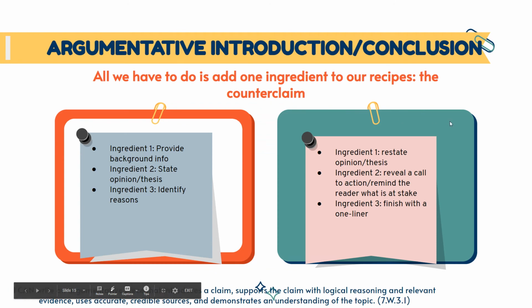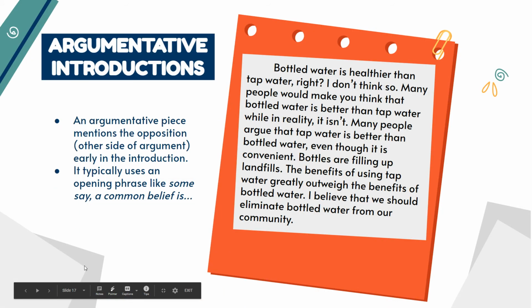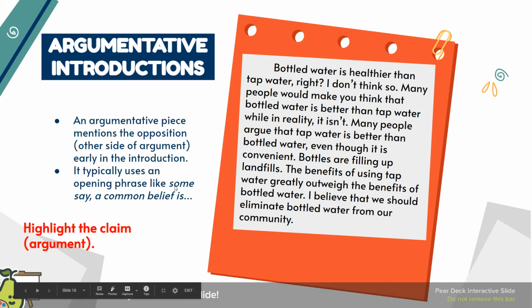Argumentative introductions and conclusions, you only have to add one ingredient, the counterclaim. Okay, that's all you need to do to the work you've already done. So that's like 1 or 2 sentences. So an argumentative piece mentions the other side of the argument. It typically uses opening phrases like some say, a common belief is. Remember those sentence starters. So you're going to highlight the claim in the argument. Then you're going to look for the counterclaim in the argument.